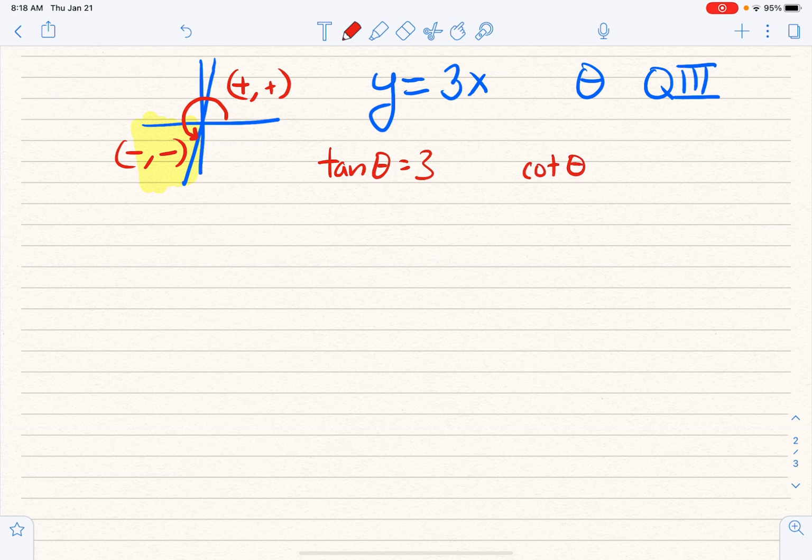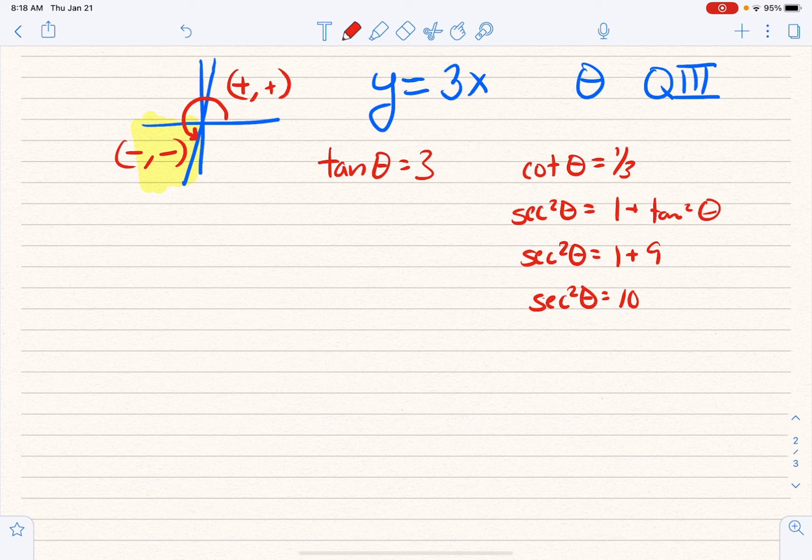That would mean that cotangent theta has to be 1/3. Then we can go, I know that secant squared theta has got to equal 1 plus tangent squared theta. So therefore, secant squared theta is equal to 1 plus 9. So secant squared theta is equal to 10. Secant theta is equal to plus or minus square root of 10. Which one is it? Down in quadrant 3, it's got to be negative square root of 10. Okay, let's put it all together.